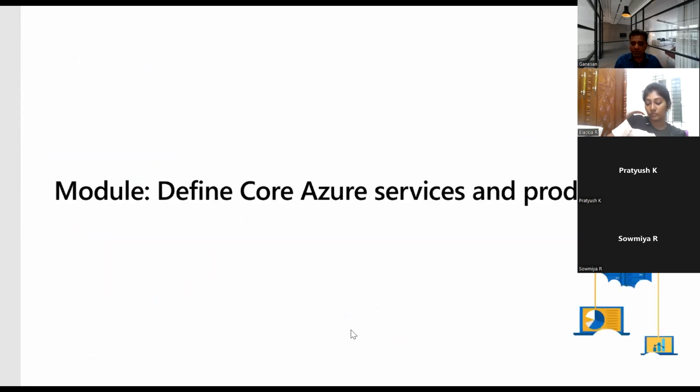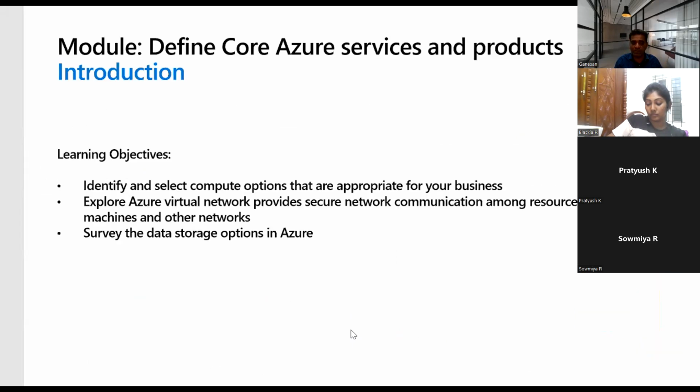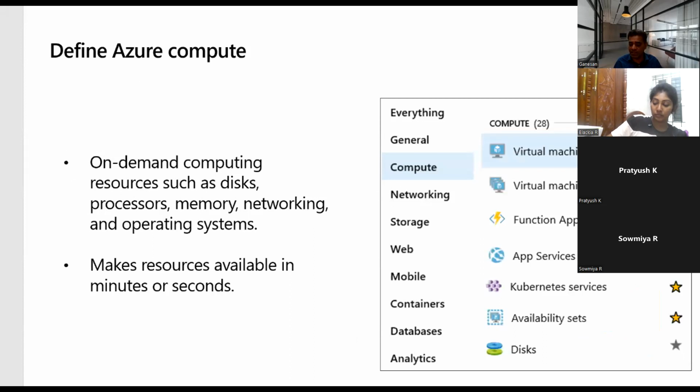Now I start on core Azure services. We discussed compute services extensively. The objective of this section is to identify the compute options, explore the Azure virtual network, and provide network communication. So as I said, the 3 core services are compute, storage, and network. Under compute, there are many services and resources available.